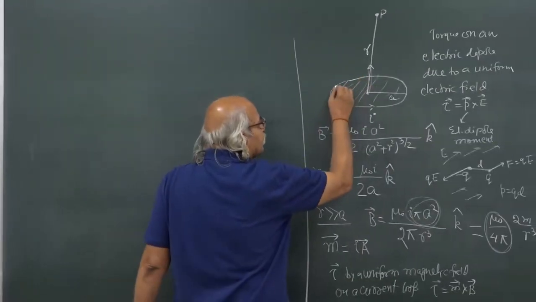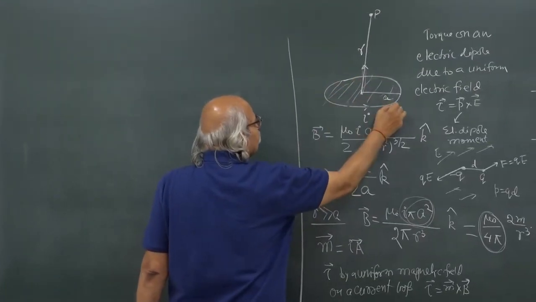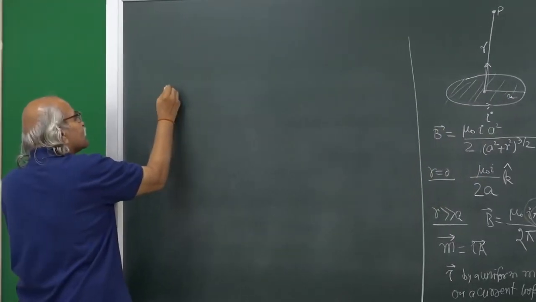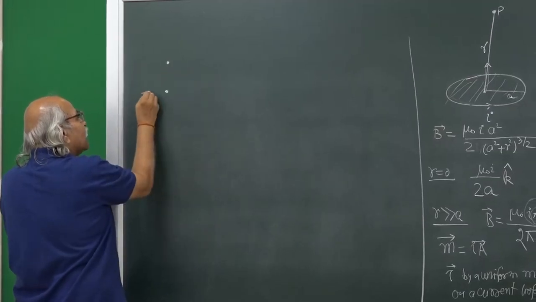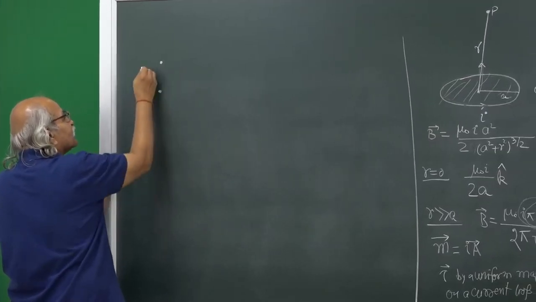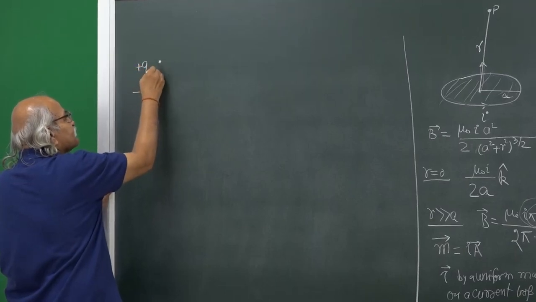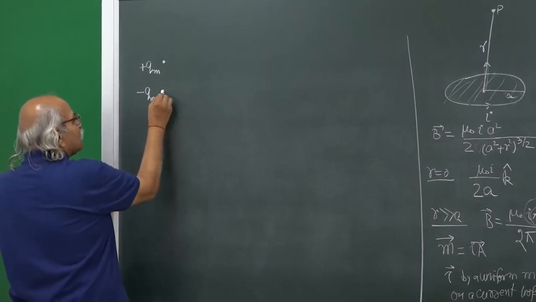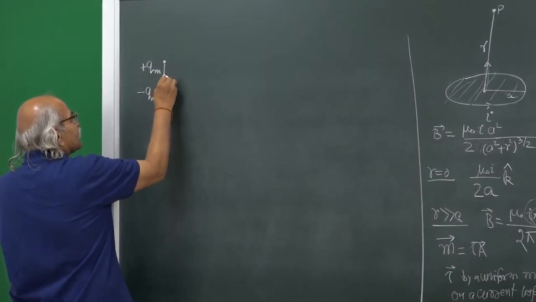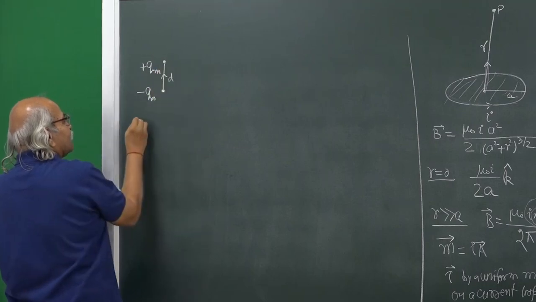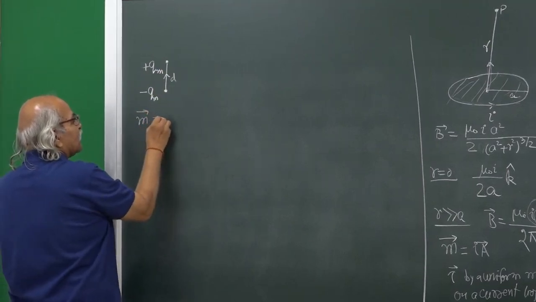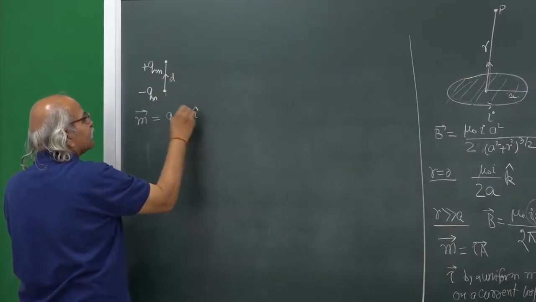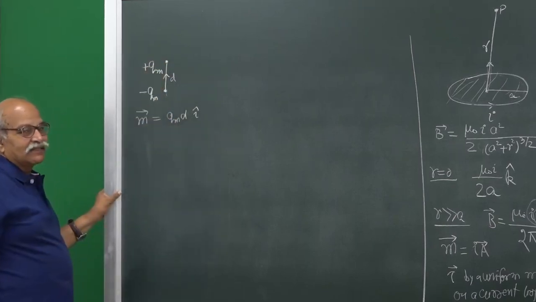Let us think that this current loop is equivalent to a combination of 2 magnetic charges like this, minus q m, m for magnetic, and plus q m, two magnetic charges so that there is a dipole moment in this direction at a separation d. This is the separation d, and we define the dipole moment as q m times d in this direction, from negative magnetic charge to positive magnetic charge.